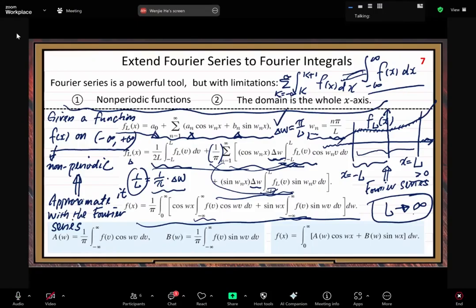So let's look at the limit of the first term. First we need to assume a condition on our original function: the integral of the absolute value of f from negative infinity to infinity must be a finite number. So we call this f function an integrable function.